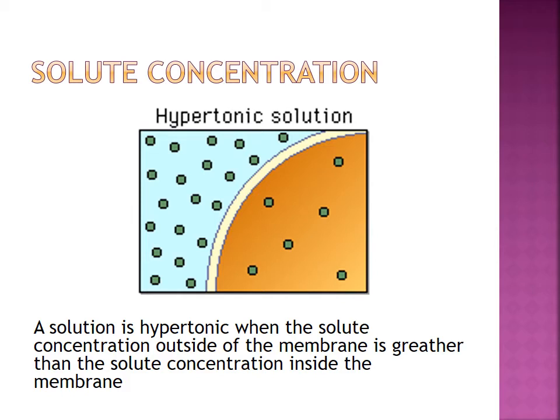So let me ask you, here is our cell, here's water. Inside the cell, you have a 2 molar solution. Outside the cell, you have a 1 molar solution. What would you label that solution on the outside of the cell? How would you describe it? Hypotonic. It's got lower solute concentration. Questions?